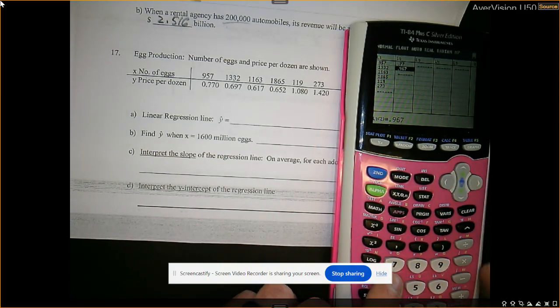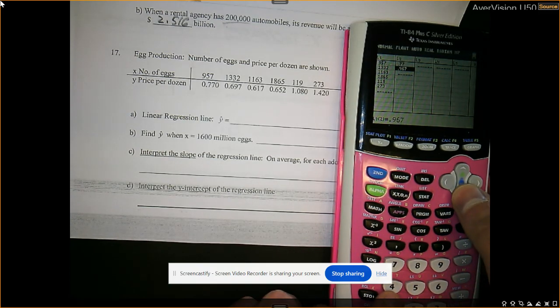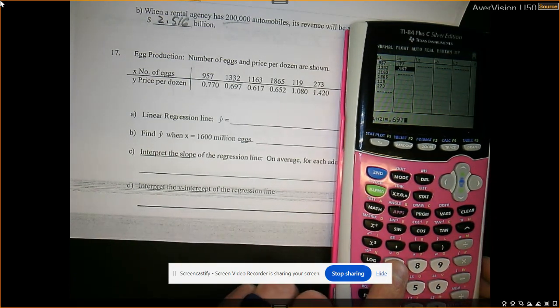Oops, I just made a mistake. So if you make a mistake, make sure you fix it. This should be 0.697. I must have just hit the 9 before I hit the 6. Now we got 0.617, enter. 0.652, enter. 1.08, enter, and 1.42, enter.